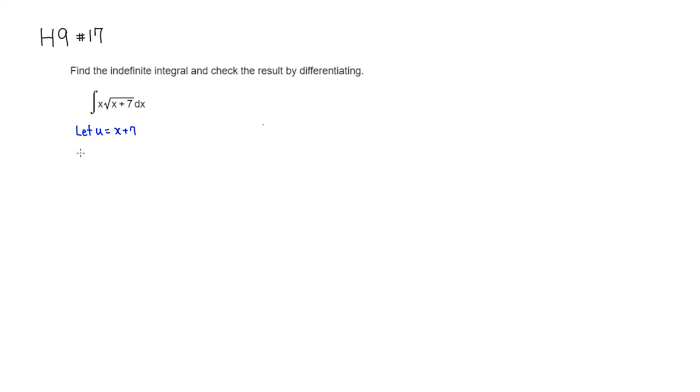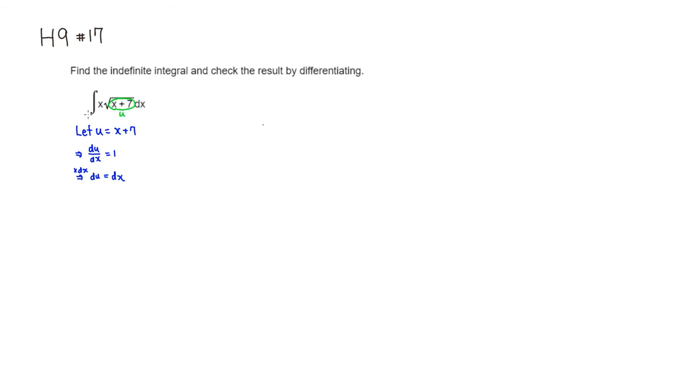Then we're going to take the derivative of u with respect to x, so this is equal to 1. In this case, it's simple enough, so I'm going to go ahead and multiply by dx. So we can see that du and dx can be used interchangeably, right? So this is going to be our u.